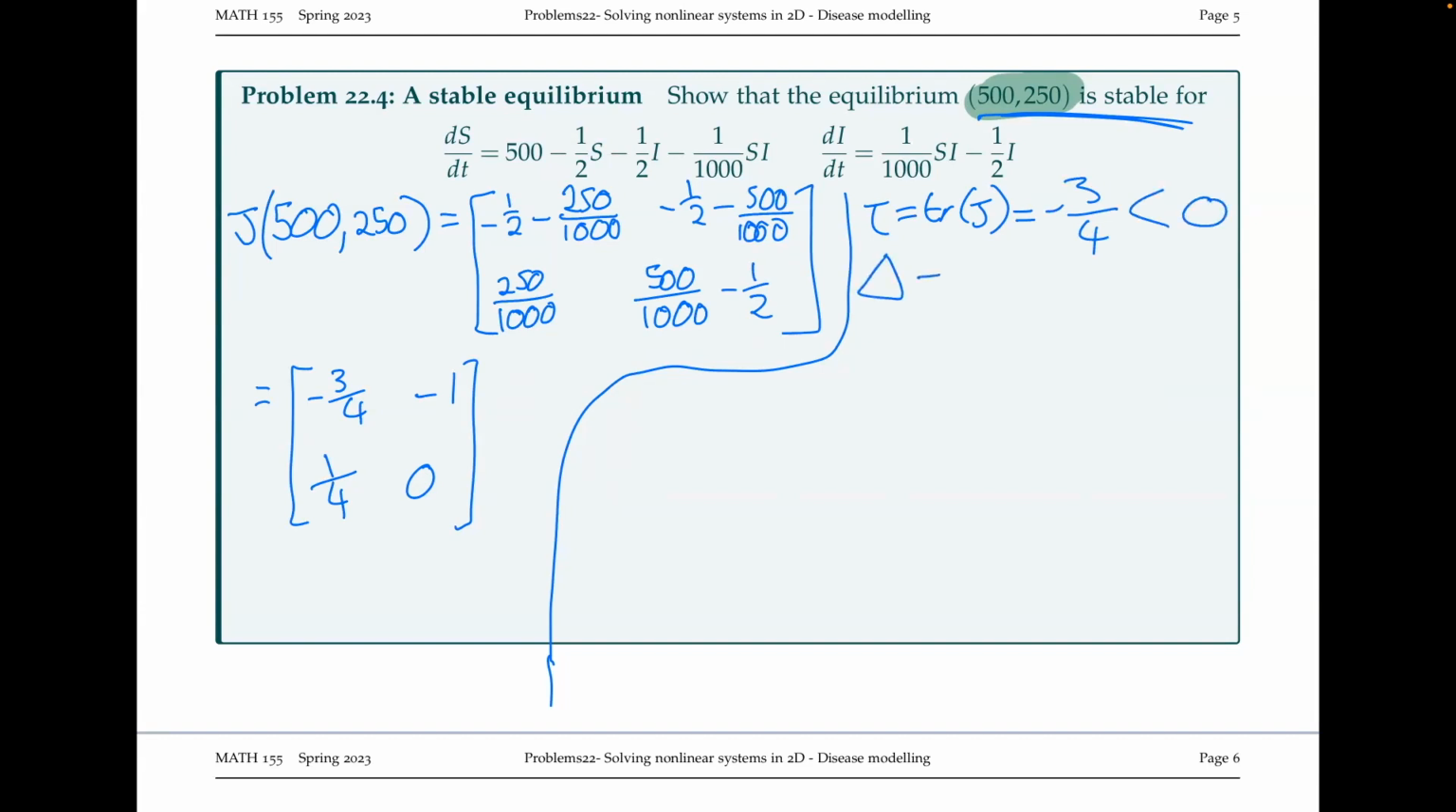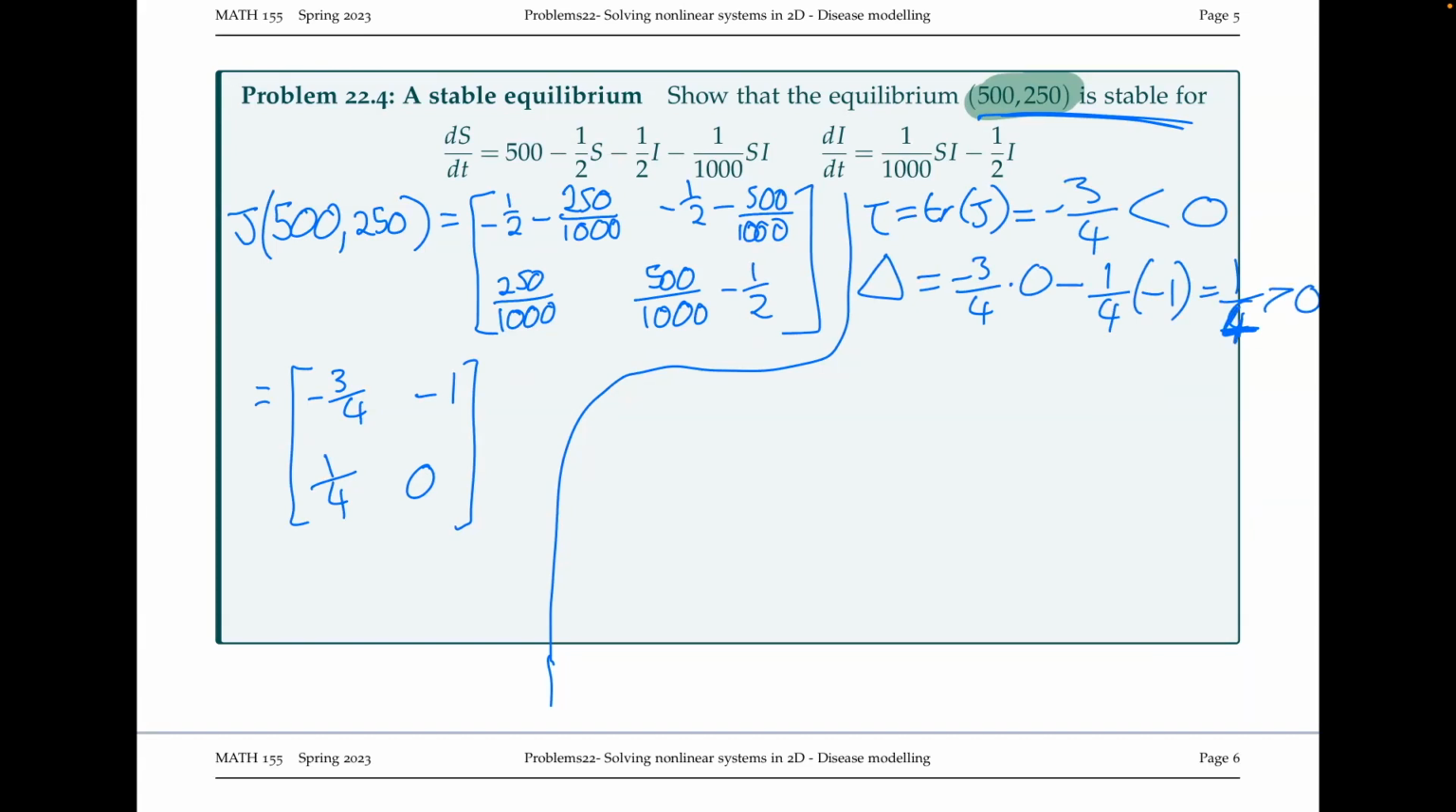Our determinant is going to be minus 3/4 times 0 minus a quarter times minus 1. That's the quarter, so that's positive. Now at this point, the question just said to show that this is stable.